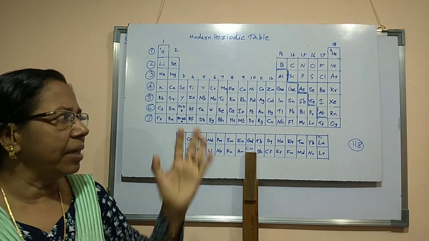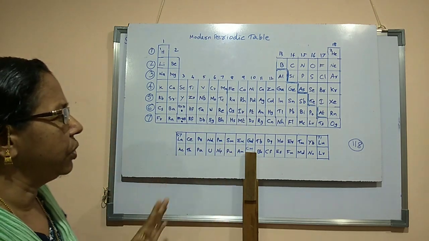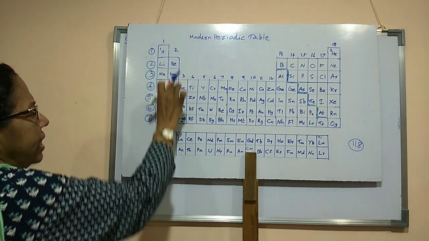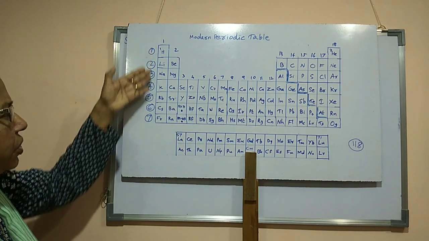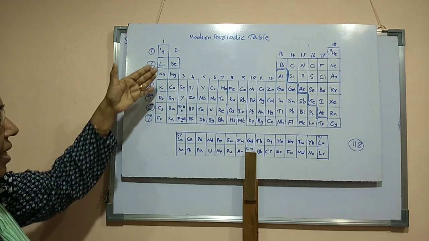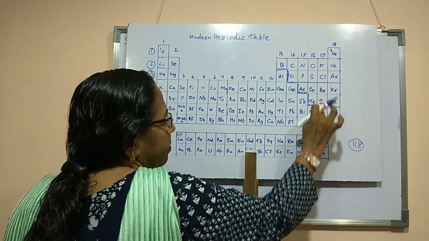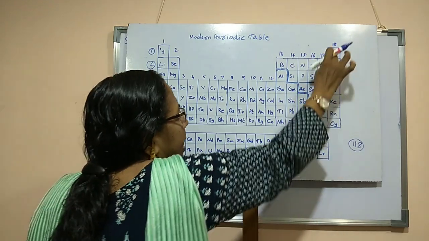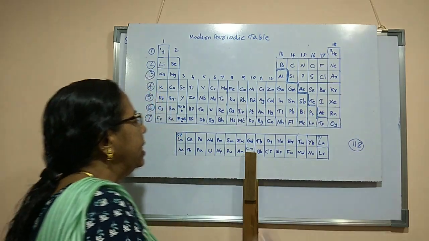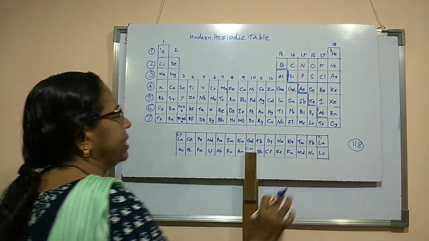So modern periodic table full writing is not required. At least you need to study these: the first group elements, second group elements. First group elements are known as alkali metals. Second group elements are known as alkaline earth metals. Afterwards, halogens. Seventeenth group elements are known as halogens. Eighteenth group elements are known as zero group elements or noble gases. Then this is known as lanthanide series. This is known as actinide series.